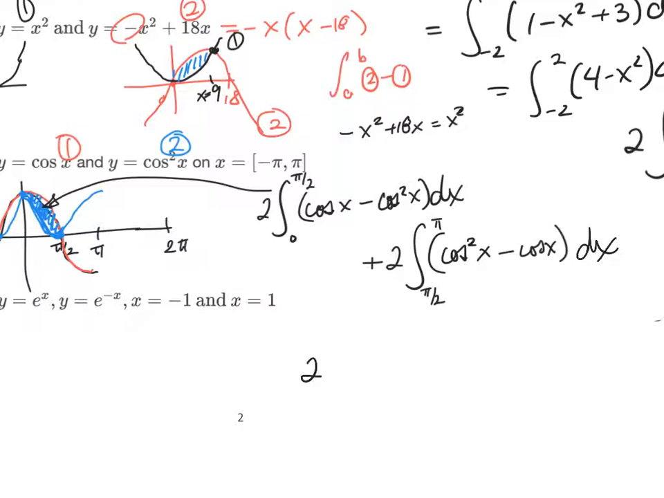I'm going to do 2 from 0 to pi halves of cosine x, and then I have the cosine squared x. So how do you think I want to complete this one where I have a cosine and a cosine squared? And I can tell you, U substitution will be your friend. So I'll just stop a minute.